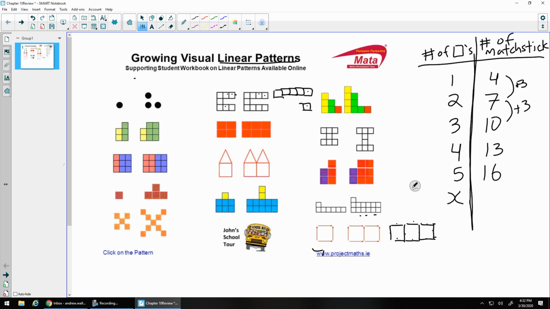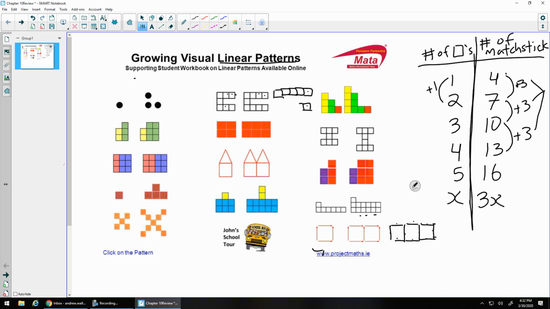That means that for every one square that I go up, I'm having to get 3 more matchsticks. So if I went up to 4 squares, I would need 3 matchsticks for every one, so I'd be multiplying by 3. So this number that you're going up by each time, and these numbers should all be the same, is going to be your multiplier. And so that's going to become 3x. I can tell from that.